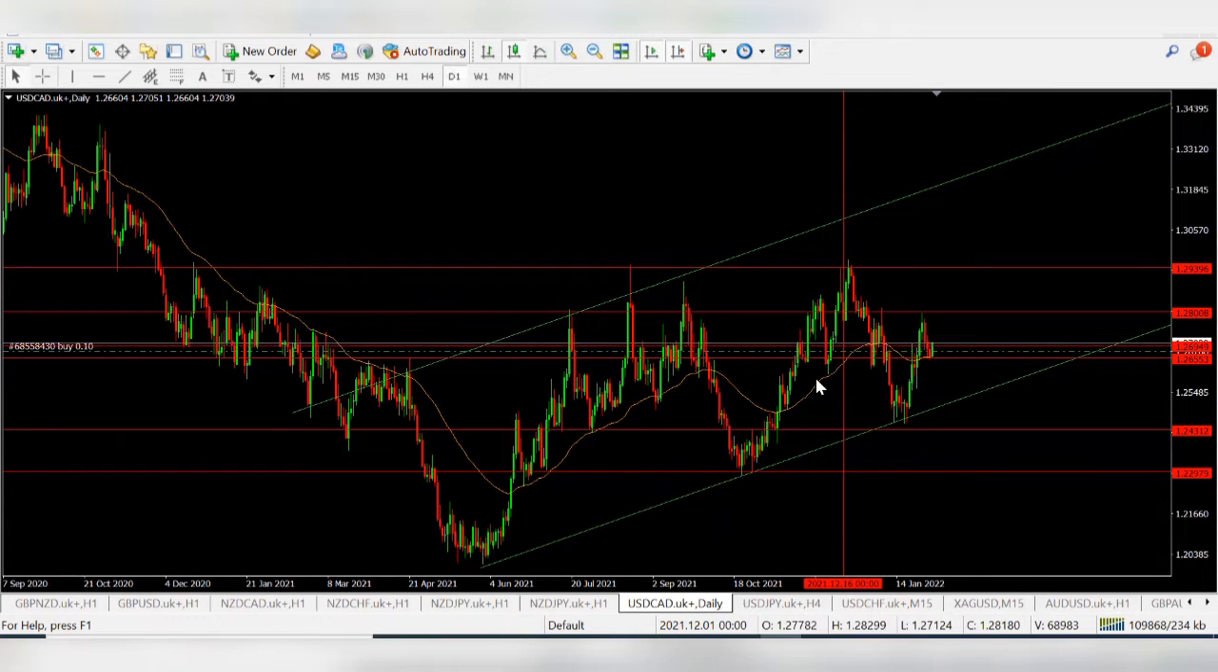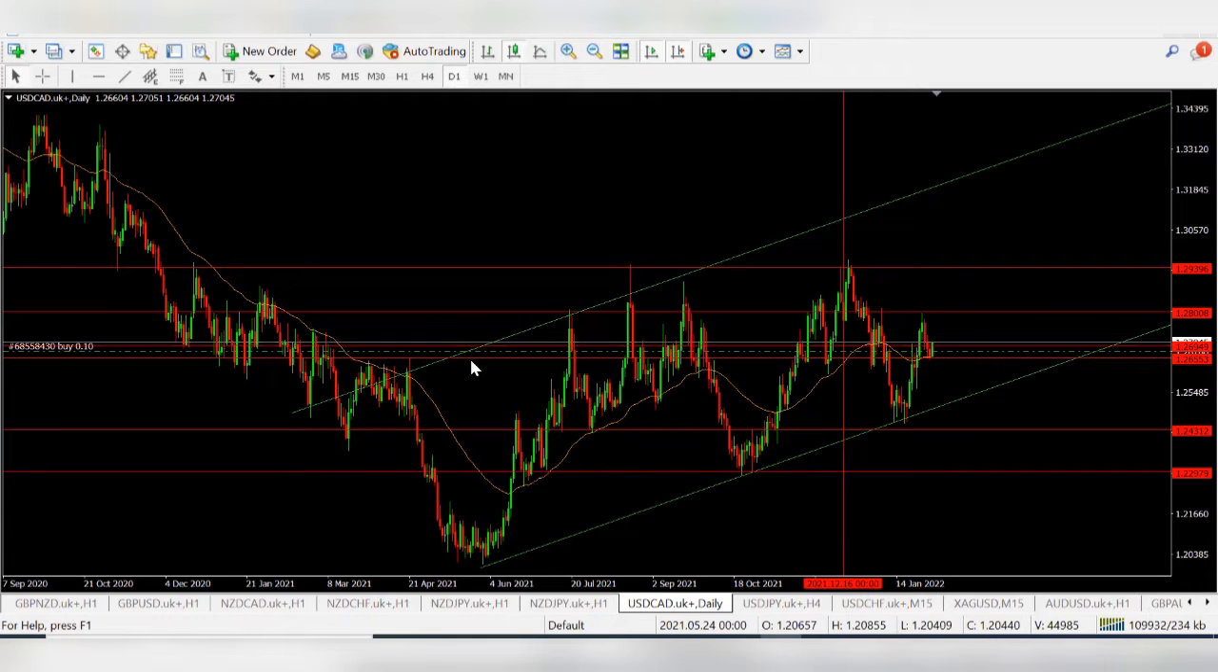But I like how most of the time the 50 EMA is in confluence with my major Fibonacci levels, the 50%, 61%, and 79% Fibonacci retracement levels. So I'm looking at the daily chart on the USDCAD.